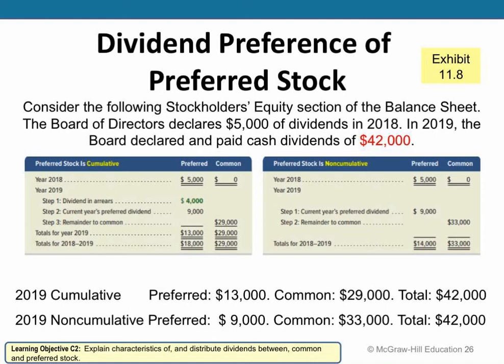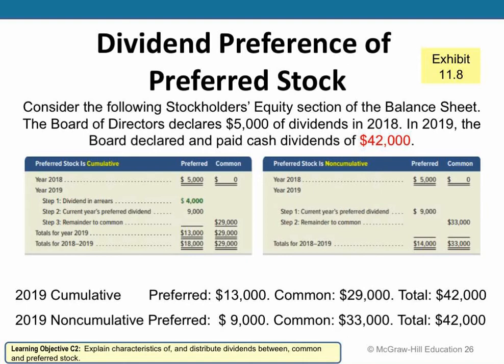So looking at this preference, consider the following stockholder equity section of the balance sheet. The board of directors is going to declare $5,000 of dividends in 2018. In 2019, the board of directors declared and paid cash dividends of $42,000. So looking through our amounts for 2018, for cumulative, we have 5,000 preferred, 4,000 is going to be in arrears here, and we've got current year preferred dividends of 9,000. So we've got a total of 13,000 for 2019 that's going to need to be paid, and then a remainder to the common shareholders of 29,000. That added together is going to get to our 42,000.